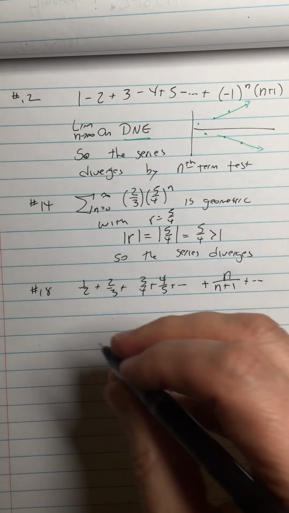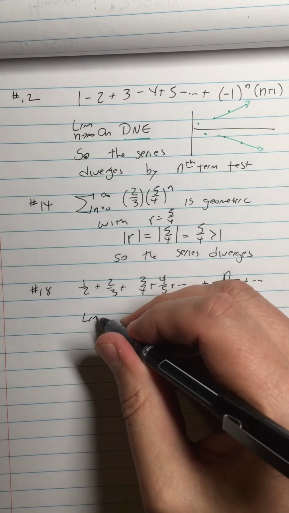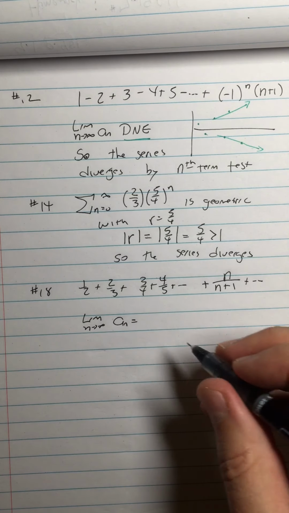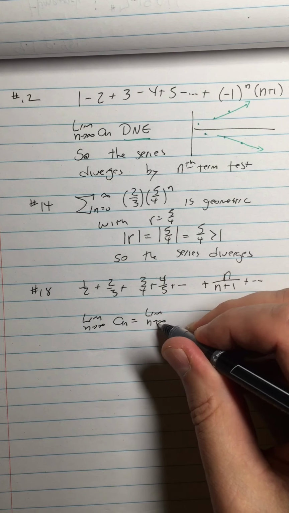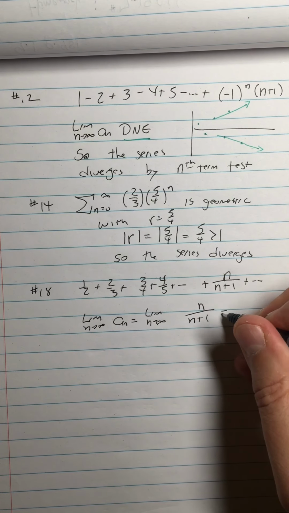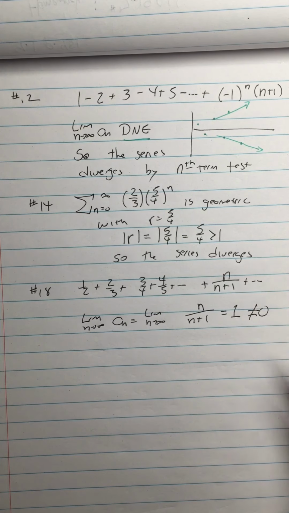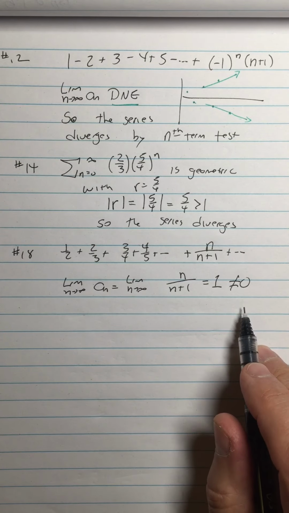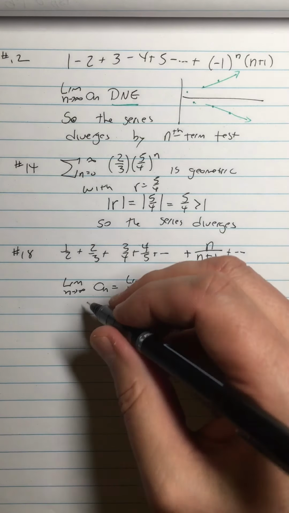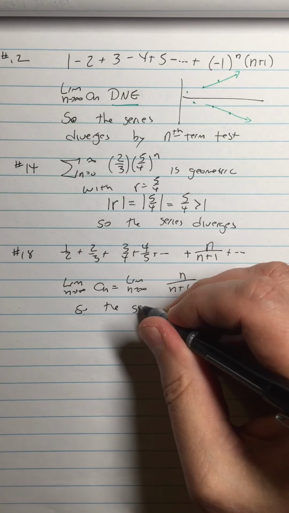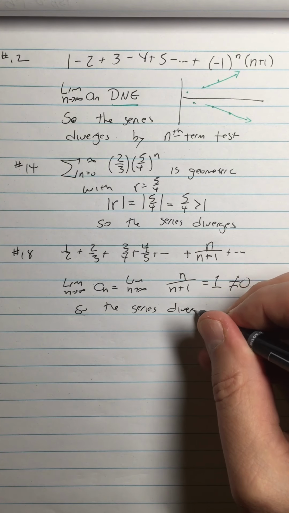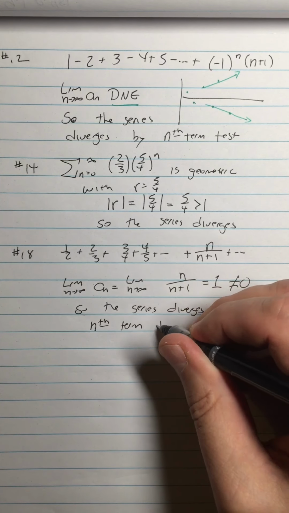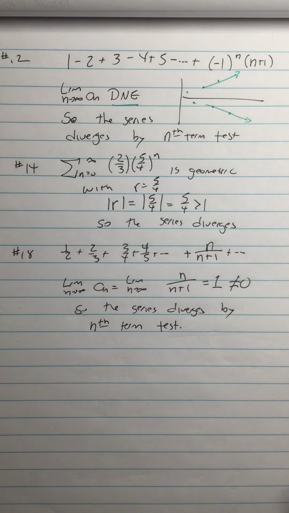All right, so what are you going to say about this? You're going to say, what is the limit of the terms? The limit as n approaches infinity of a sub n equals, let's be specific, the limit as n approaches infinity of n over n plus 1, which is 1, which does not equal 0. The important thing about this limit is not that it's 1. The important thing is that it does not equal 0. So since it does not equal 0, the series diverges by nth term test. And we'll look at just a couple more in the next video, and that'll be it.